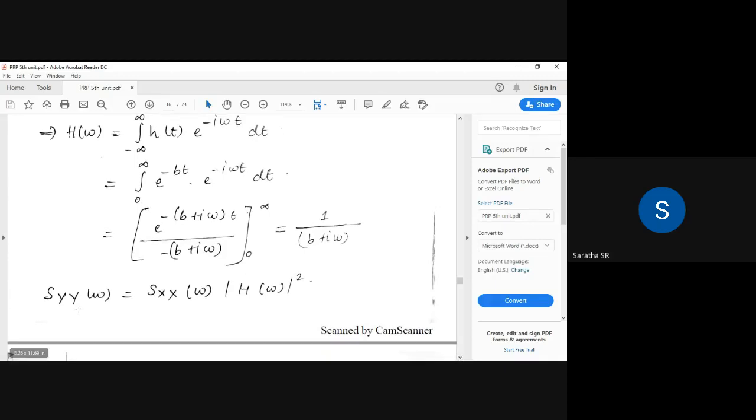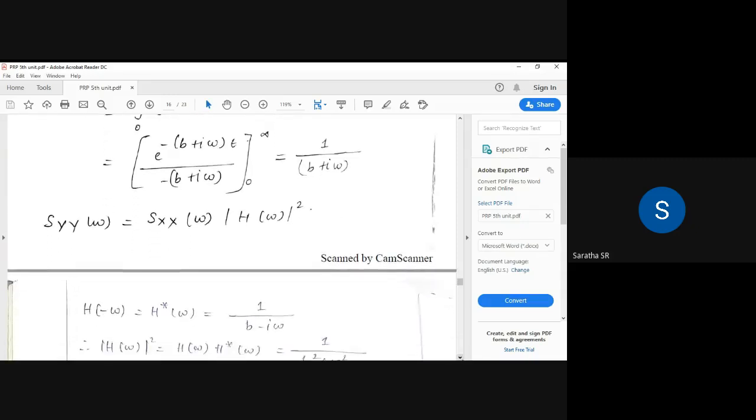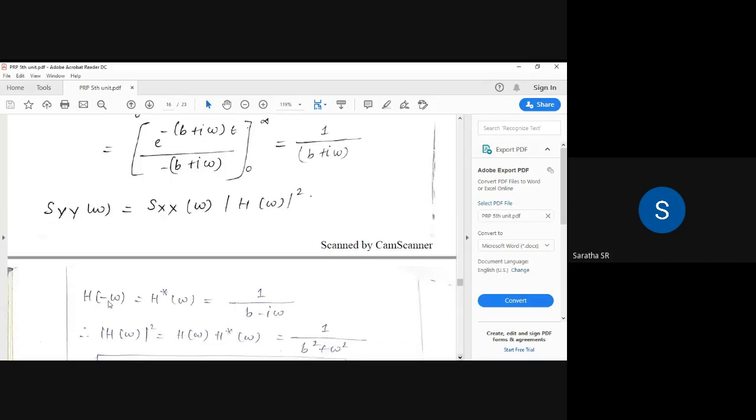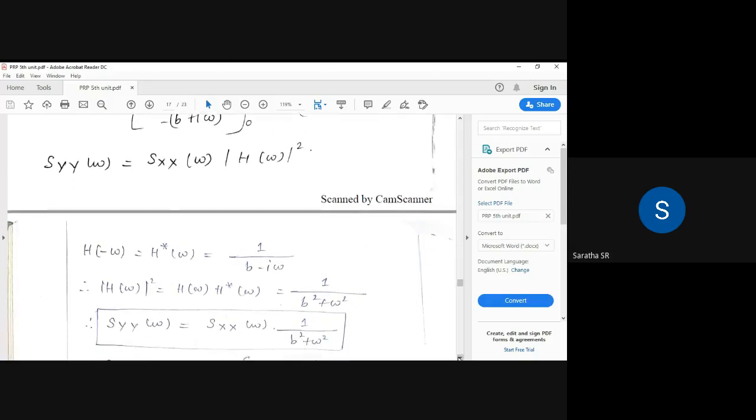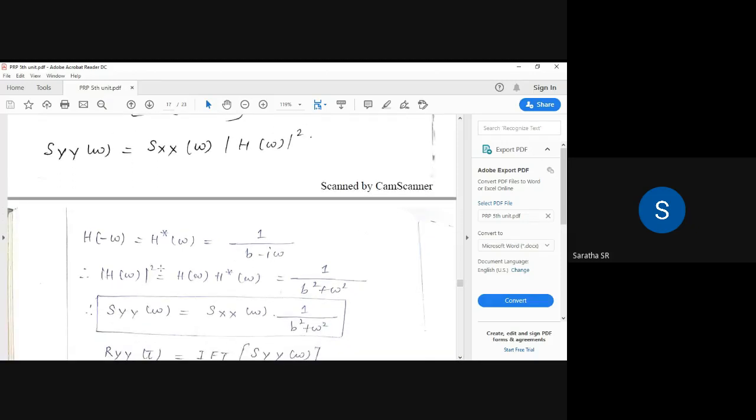So we know this property, Syy of omega equals Sxx of omega into modulus H of omega the whole square. So then we are finding H of minus omega, we have to find. Now we got only H of omega. So H of minus omega is nothing but H star of omega. So we are replacing omega by minus omega, so we got 1 by b minus I omega. Then we'll move on to modulus H of omega the whole square. That is nothing but H of omega into H star of omega. So we have to multiply. So we got this answer.